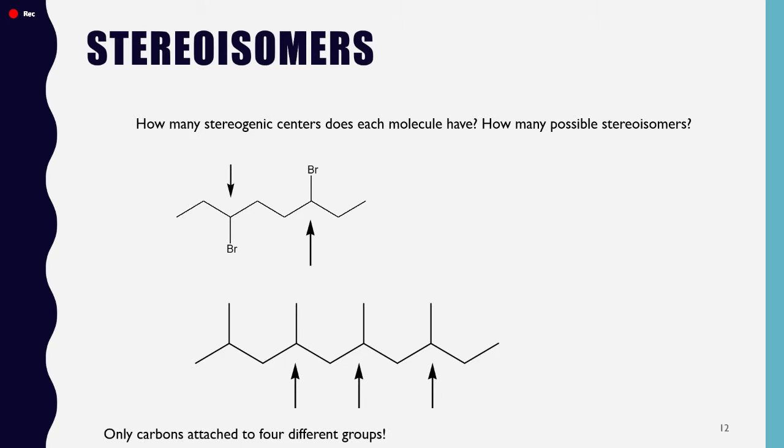Okay, so in assigning R and S designations, what you want to do is assign a priority to the atoms by a first point of difference. So essentially you want to go out 1 atom at a time until something is different.